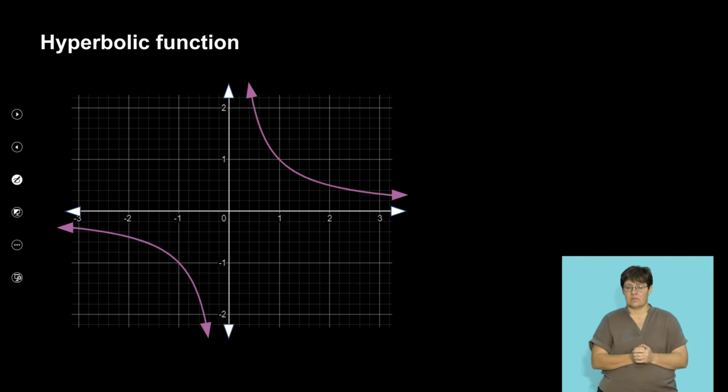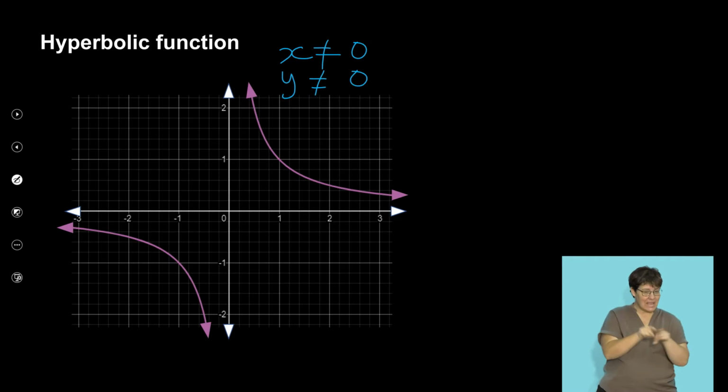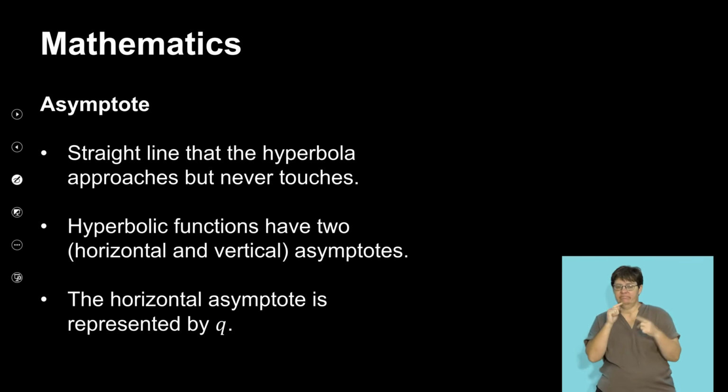Now remember, when x is 0, it means that the graph is crossing through the y-axis. But with this one, as we said, x cannot be equal to 0. Similarly, y cannot be equal to 0. So you can see that these 2 arms of my graph do not cross either one of the axes, the x-axis or the y-axis. Why is that? This is because of the concept of an asymptote. The asymptote will be a straight line that the hyperbola approaches but never touches.